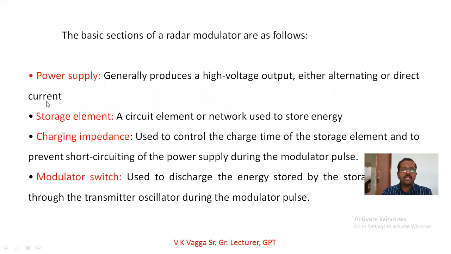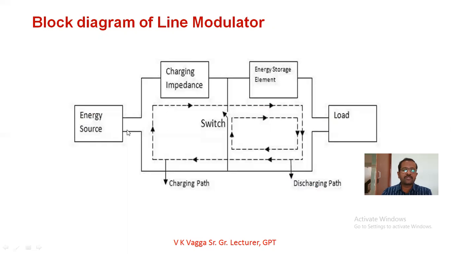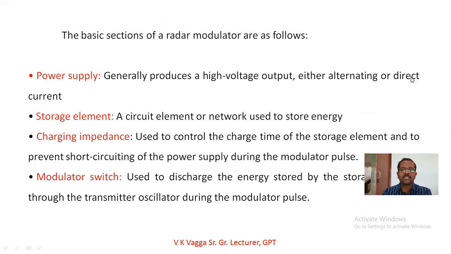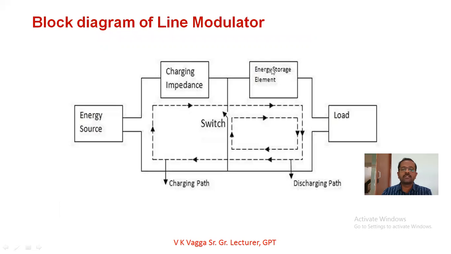The power supply generally produces a high voltage output, either alternating or direct current. So the energy source is going to provide alternating current, meaning AC, or direct current, meaning DC. It gives you the voltages in terms of AC or in terms of DC. And the storage element is nothing but a circuit element or network. It is used to store the energy.